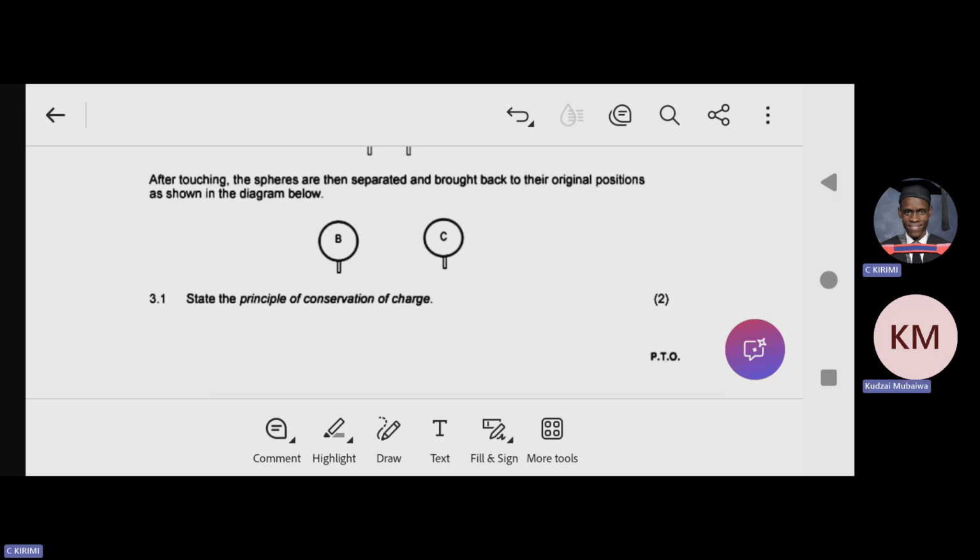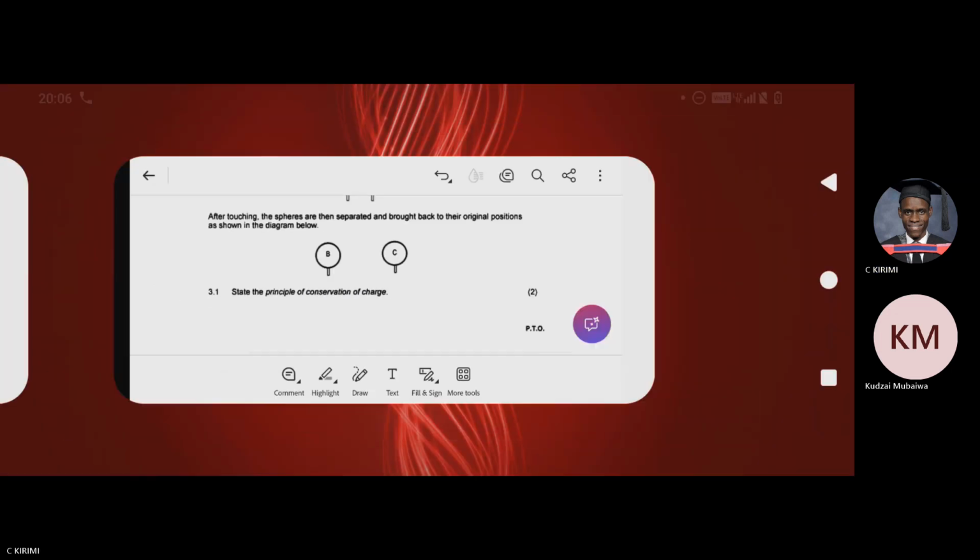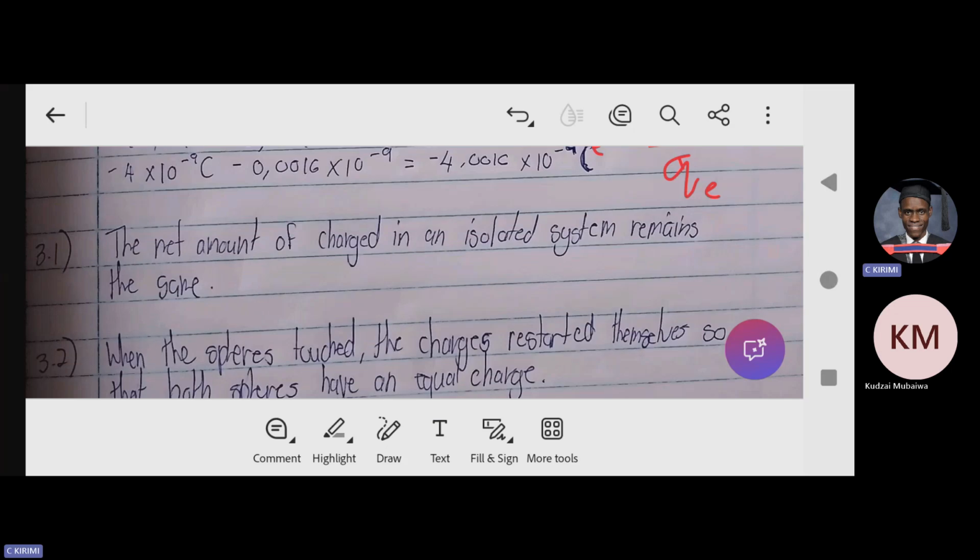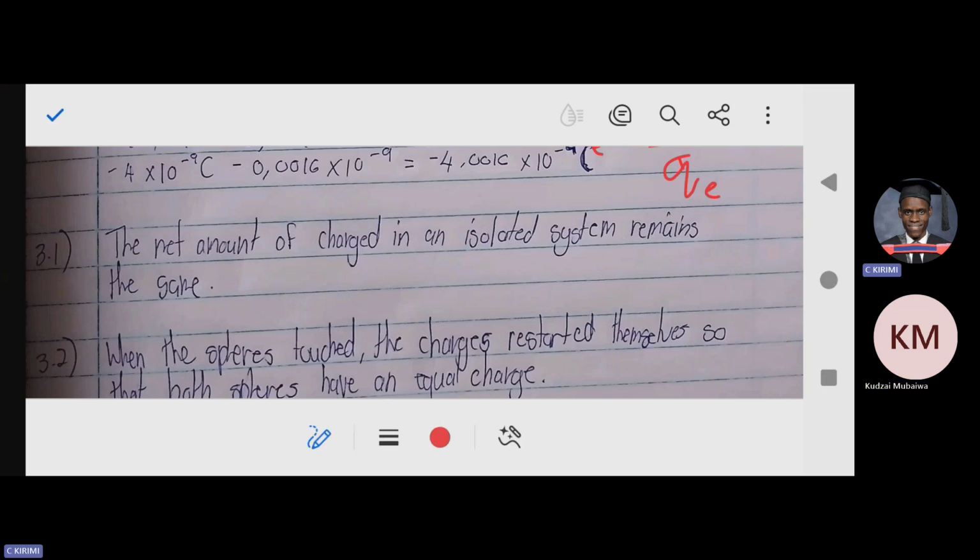But there's a statement that you are leaving out, which is very important. You say the net amount of charge, not of charged. Net amount of charge of an object in an isolated system remains the same. Yes, sir.